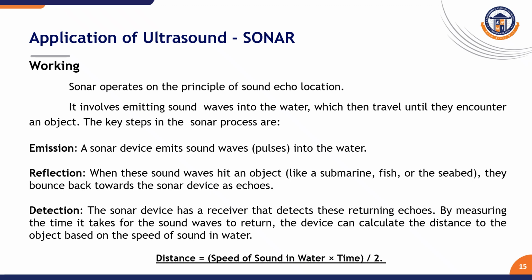Detection. The sonar device has a receiver that detects these returning echoes. By measuring the time it takes for the sound waves to return, the device can calculate the distance to the object based on the speed of sound in water. The distance equals the speed of sound in water times time, divided by 2. This formula is used to calculate the distance to the object.